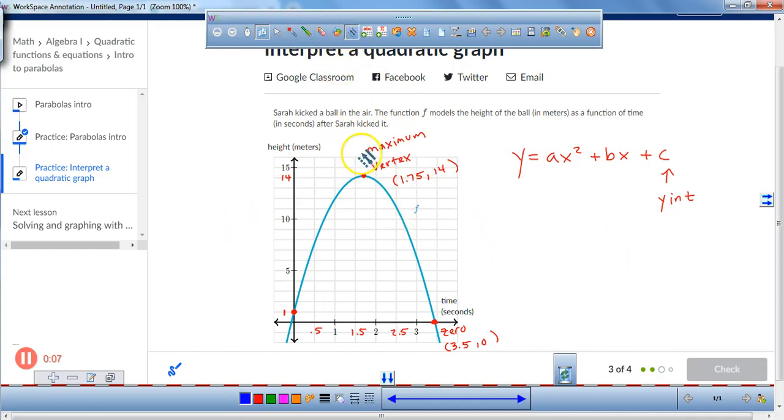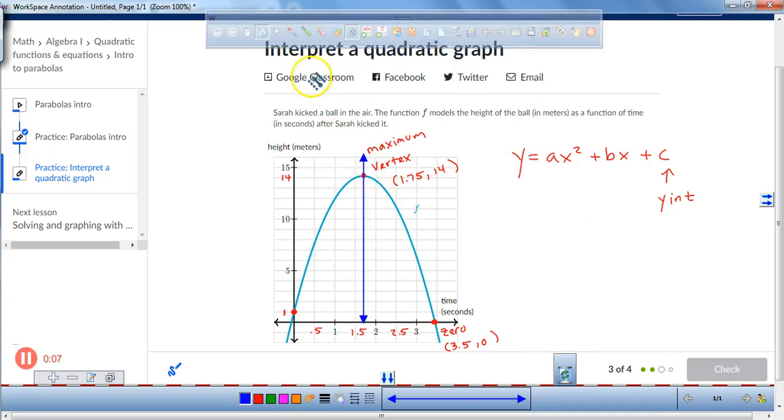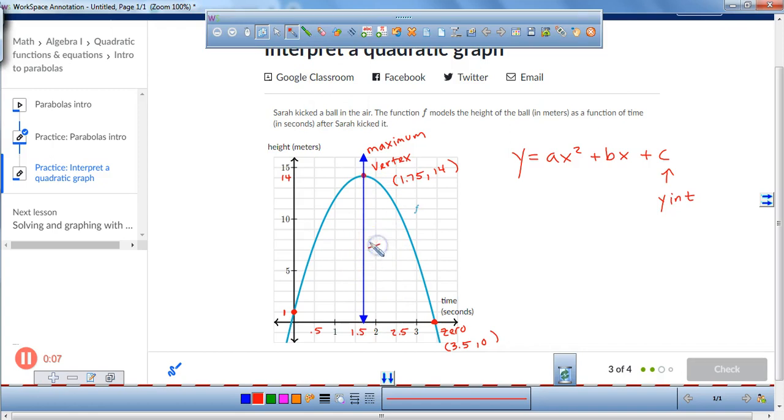I'm going to draw one more thing in. This right here, we've talked about it before. That's called the axis of symmetry. All right, so that line that splits the parabola perfectly in half is the axis of symmetry.